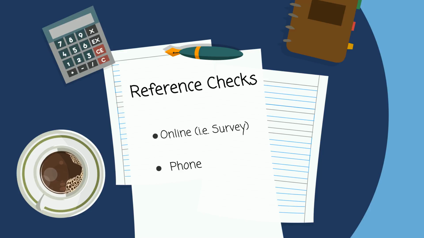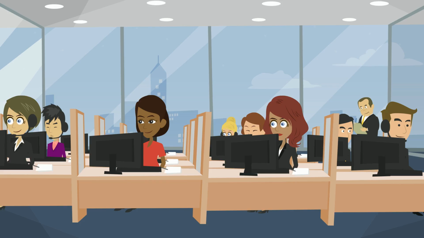There are two types of reference check options, which include online and over the phone. Online reference check options may involve a reference check tool, and may also consist of a short survey.